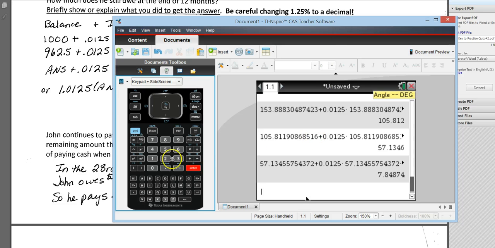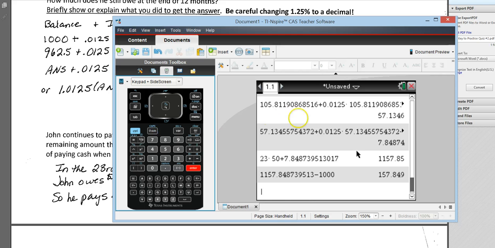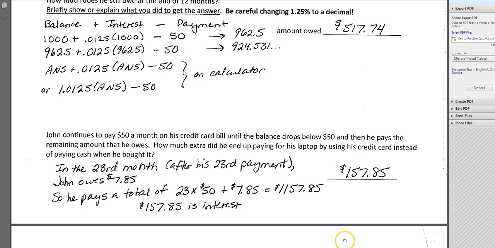So he had paid 23 months of $50. So 23 times 50, and then plus the $7.85, altogether $1,157.85. But the amount he borrowed was $1,000, the original cost of the laptop, so the remainder, $157.85, was the interest. So that is the end.